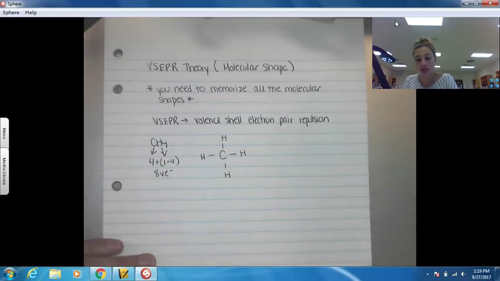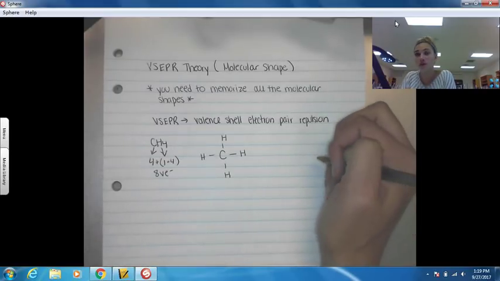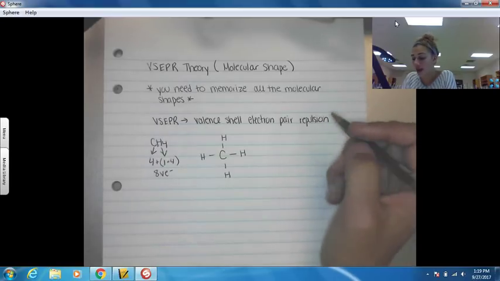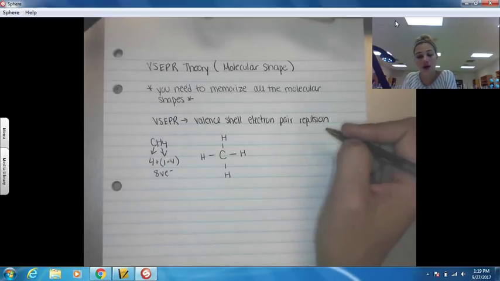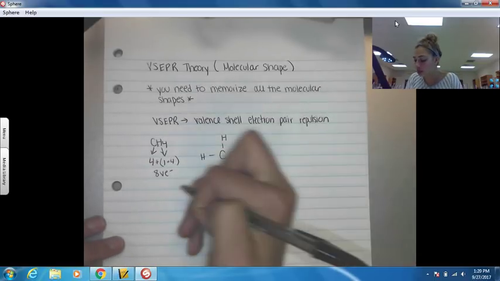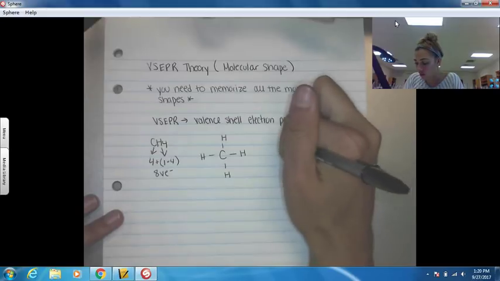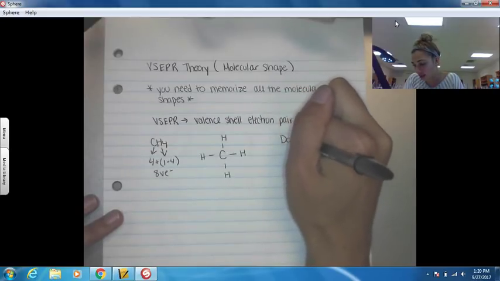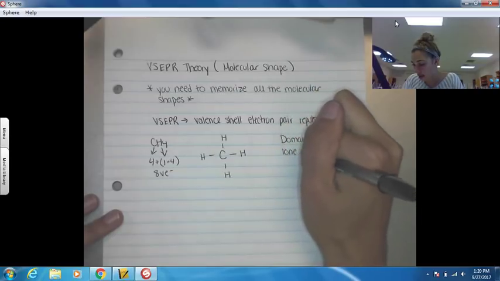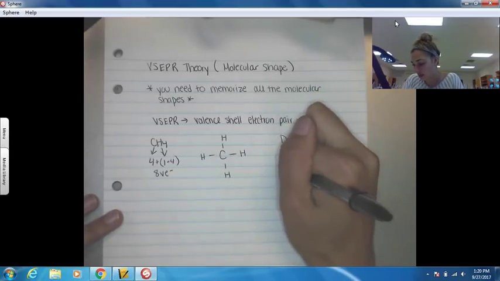So now to take the next step, we have to figure out the shape that it's going to be. And this is based on the number of lone pairs and bonded atoms. In order to figure this out, we need to know a few definitions. We have to know what a domain is. We have to know what a lone pair is. And we have to know what a bonded atom is.